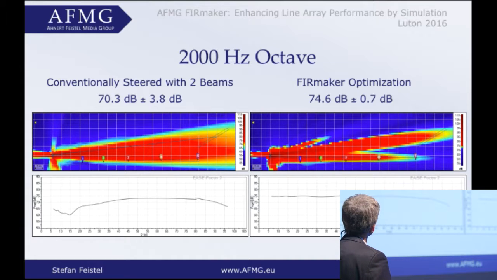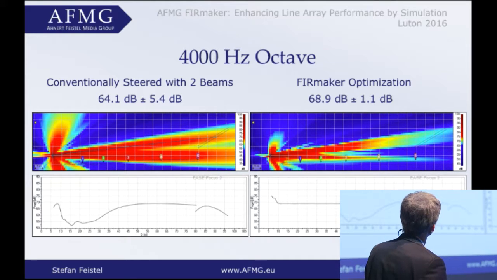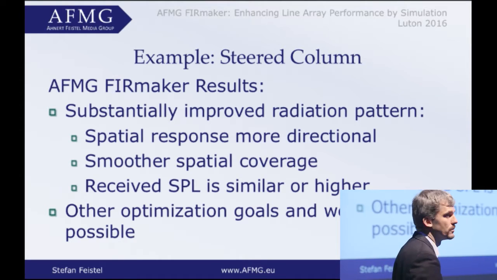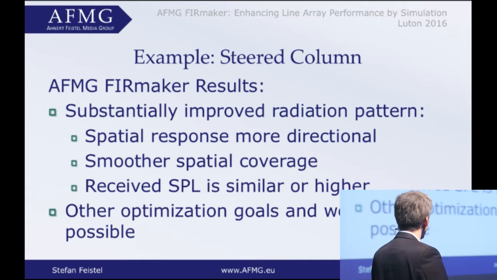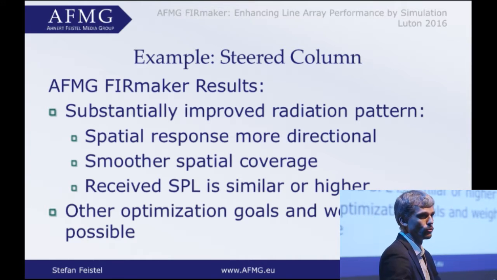Similar pattern at 2 kHz, higher uniformity, higher levels, very nice, and the same at 4K. 64 versus 69, 5 dB spread because of the side lobes and so on, and here it's just 1 dB. Okay, so digitally steered columns, we can improve the radiation pattern quite a lot, because we can make it more directional than in the conventional case. Received SPL is higher or similar to the conventional system, and the uniformity is higher as well. And also here we can, of course, play with the different terms of the objective function, for example, maximum SPL versus uniformity.